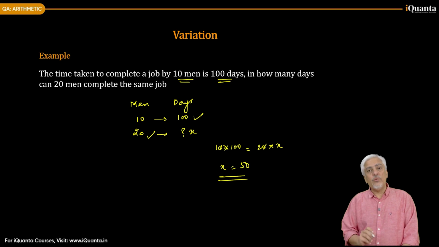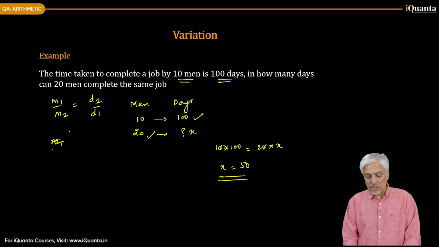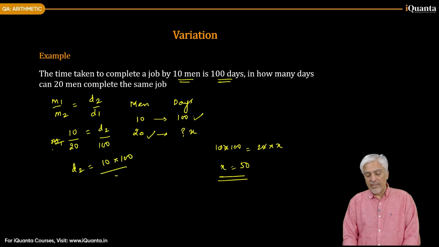The other way to do it would be m1 upon m2 will be equal to d2 upon d1 in terms of days taken. So initially there were 10 men and 20 days, 20 men second time. Second time, I don't know how many days. First time, I know there were 100 days. And therefore, I'll get D2 is equal to 10 into 100 divided by 20, which will again become 50 days.